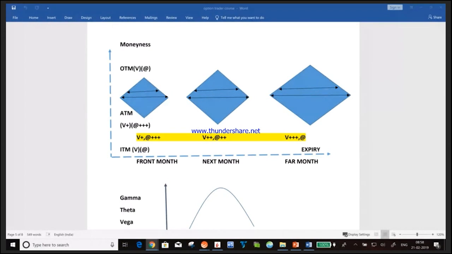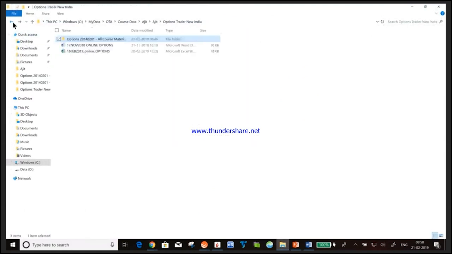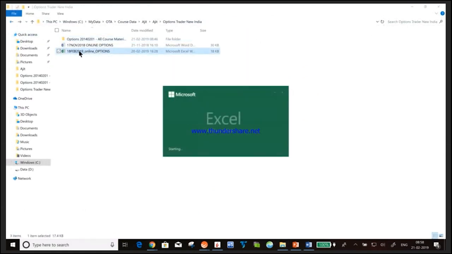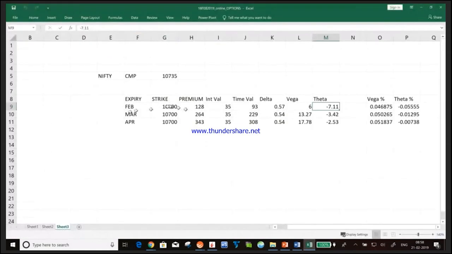You have one more question. Okay. The theta value at far month is lesser compared to the theta value in the front month. Yesterday, didn't I show you those examples in options oracle? See this, right? The Feb theta is higher than the April theta for the same strike. So as we come closer to expiry, the theta value will increase, and as we are far from expiry, the theta value reduces.